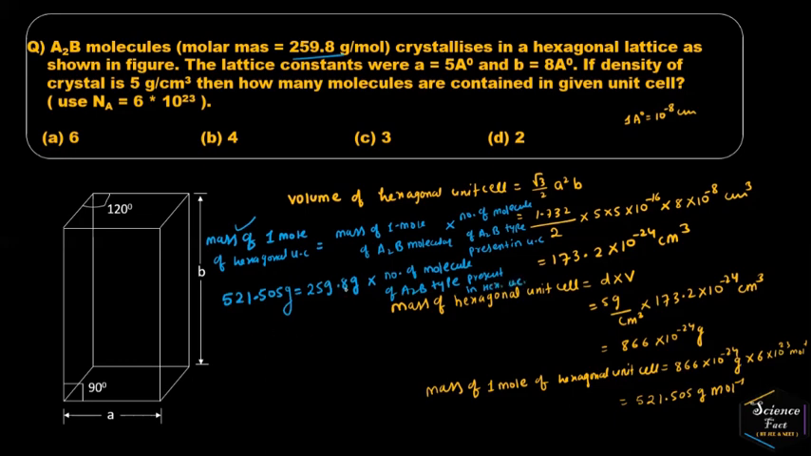Of course, therefore the number of molecules in the unit cell is equal to 521.505 divided by 259.8, which will give 2. So the correct answer should be D.